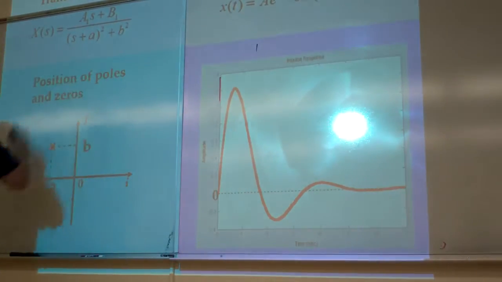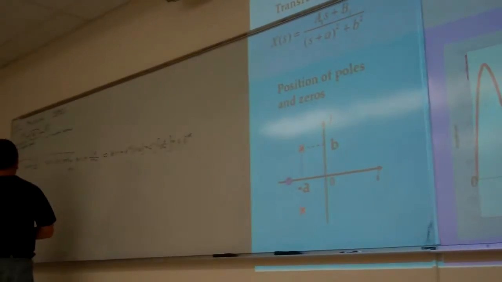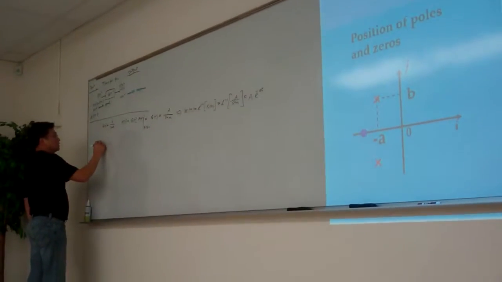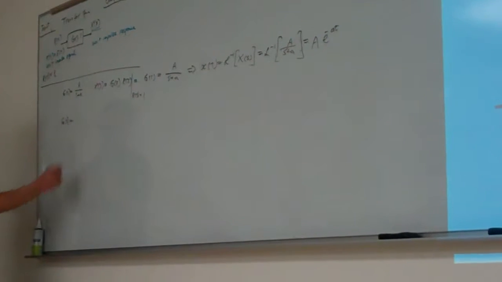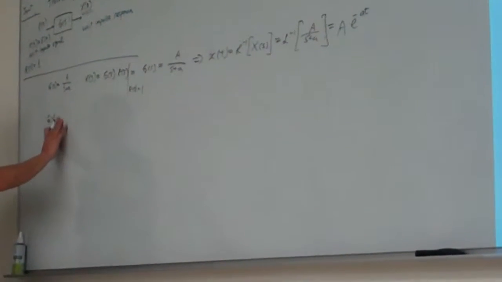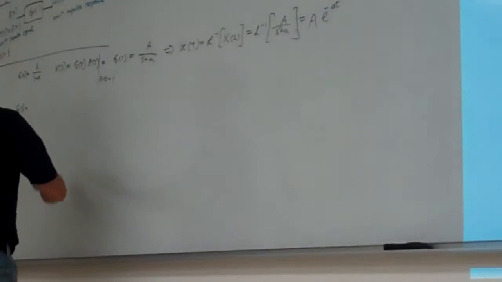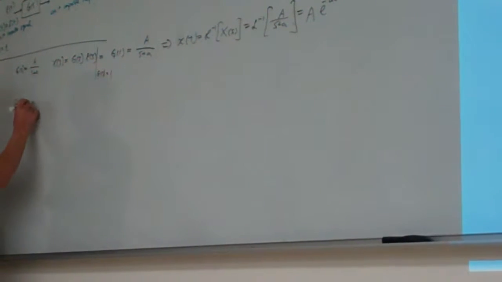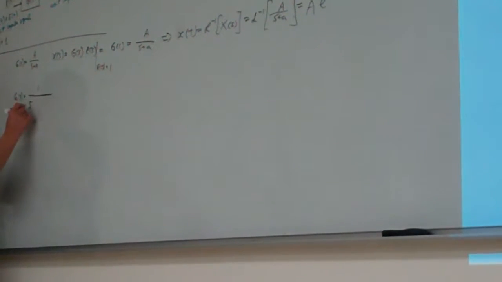The next one is this one. So here, let me make one example. Say G(s) will be equal to a over s plus b. You know how to do it. So let me pick one example here.